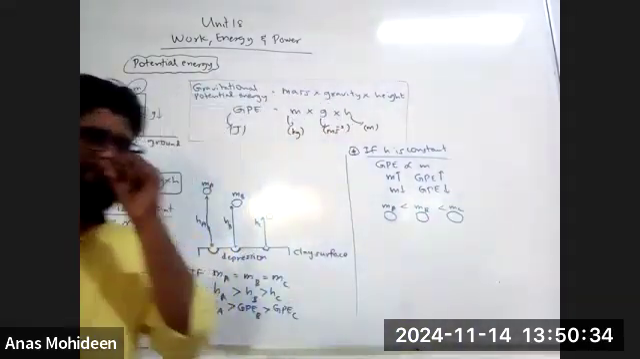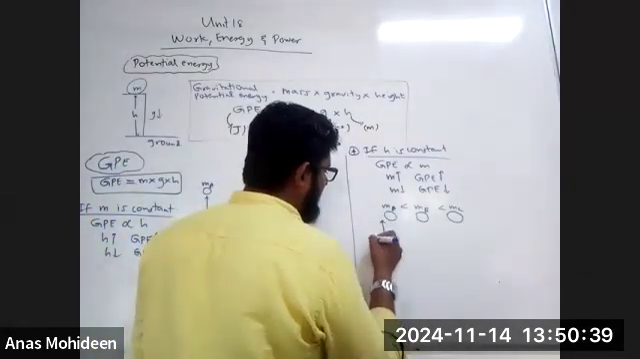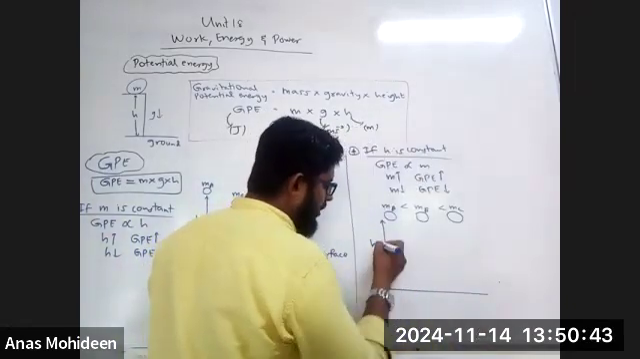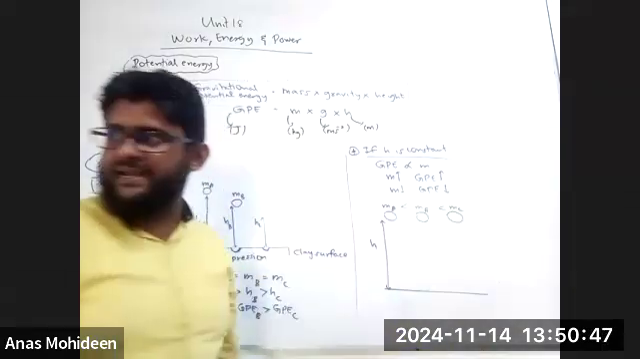This is the variation of the mass. And this is the height. Height is same. And you see all of them are having the same height. Guys, all three are the same height, right?